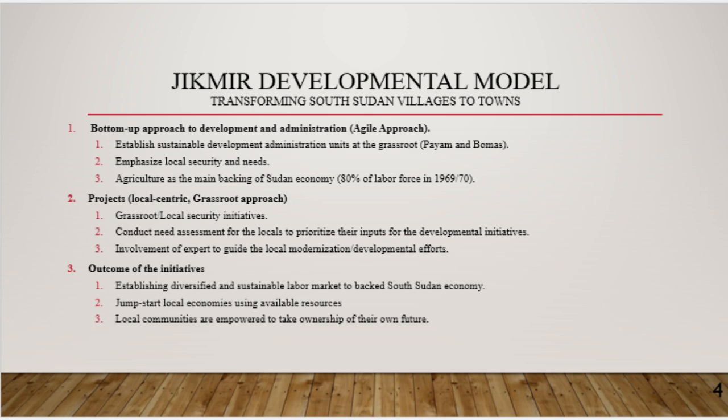And then agriculture as the main backing of the Sudan economy, for this one, would be diversified. It would be multiple sectors, right? You would not be relying on agriculture as we've seen in the previous model, or Dr. John Garang's dissertation. So with that, what are the projects that the Jikmir Development Model aims for?